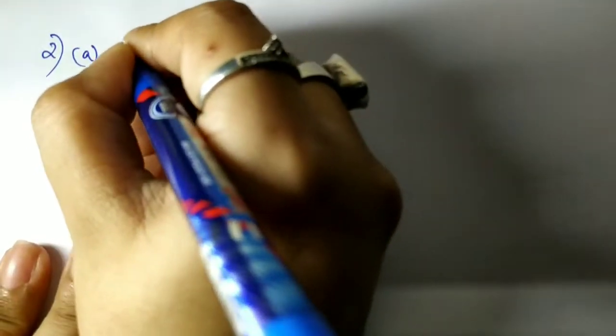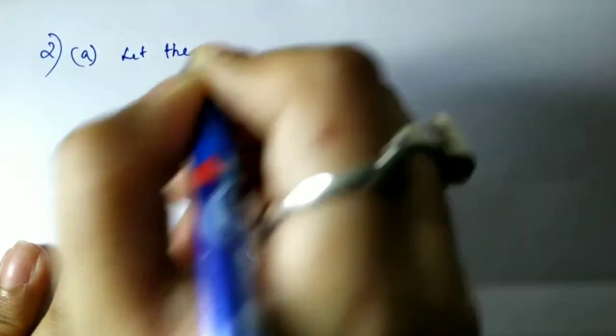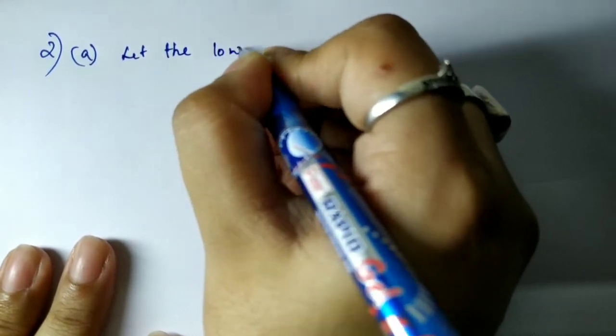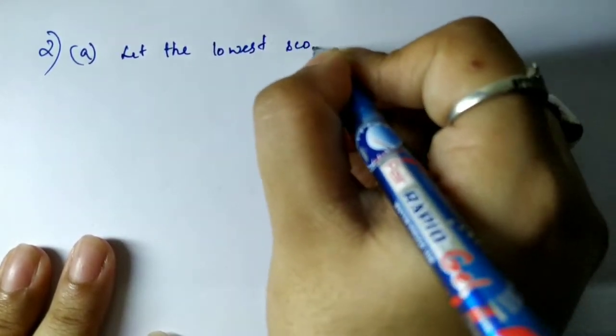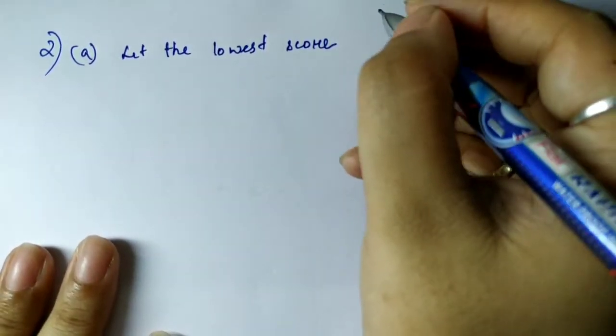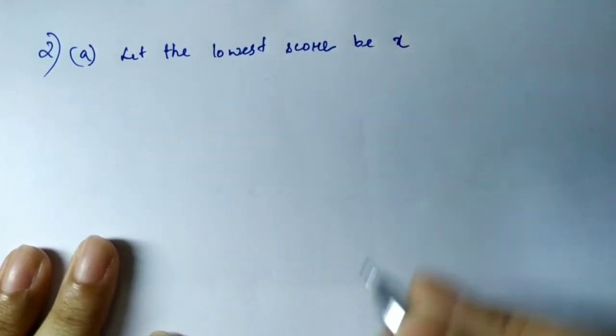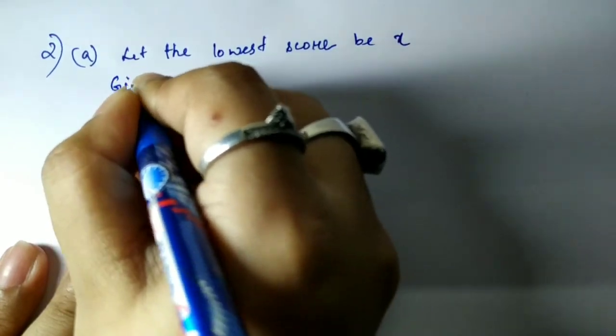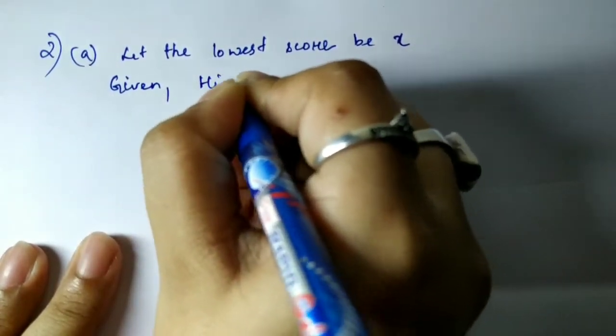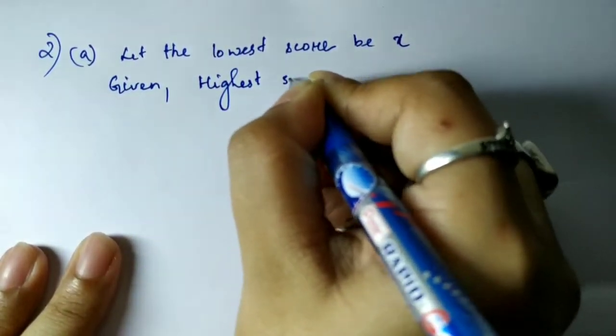So what we don't know is the lowest score. So let's write down, let the lowest score be x. See, I have considered it as x. You can take it as anything, y, z, any variable. What is given? The highest score is given as how much?